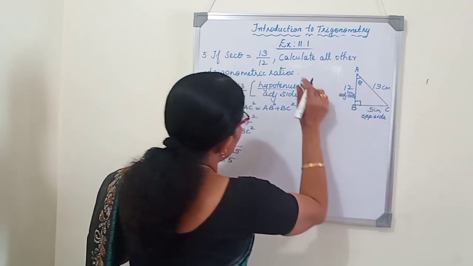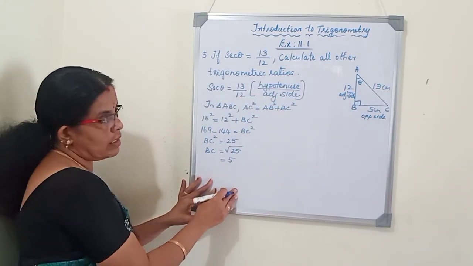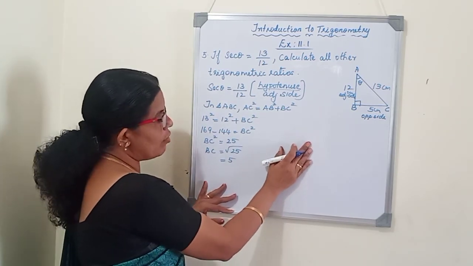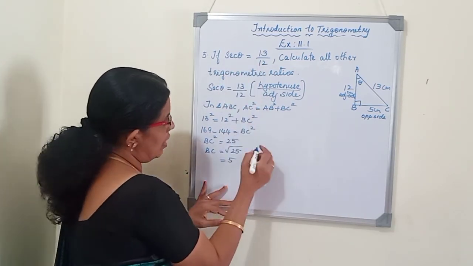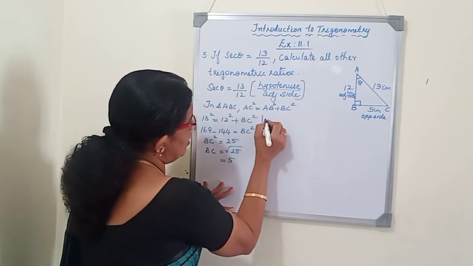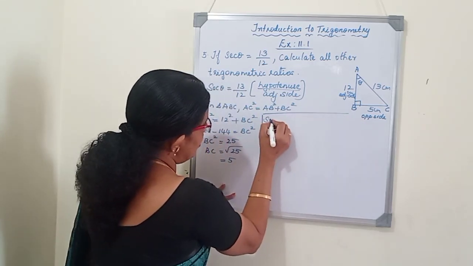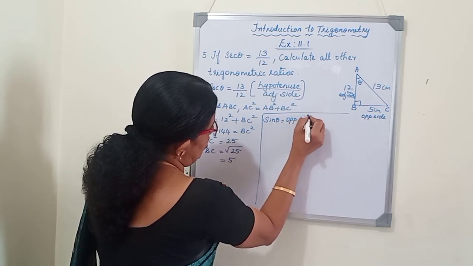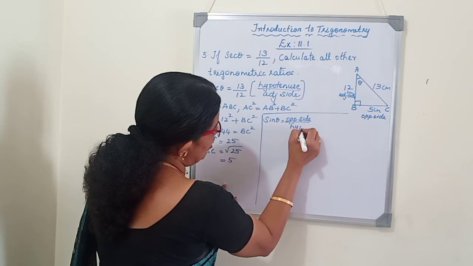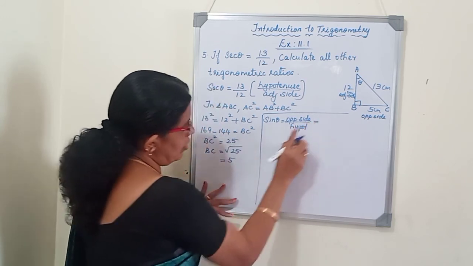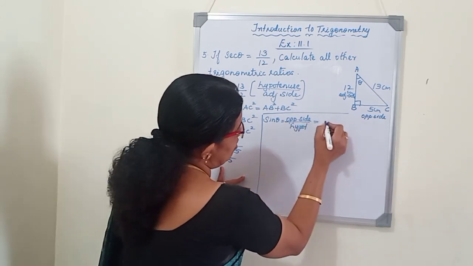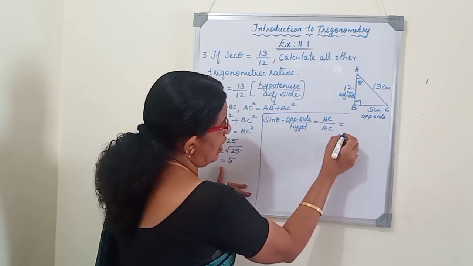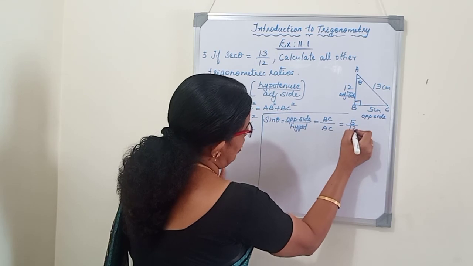So now we have to write all other trigonometric ratios. That is sin theta, cos theta, tan theta, cosec theta and cot theta. Sec theta is already here. So first we will start with sin theta. Sin theta equals opposite side by hypotenuse. Once you learn the formula, we can avoid this. Now opposite side is BC and hypotenuse is AC. Directly we can write the answer 5 by 13.